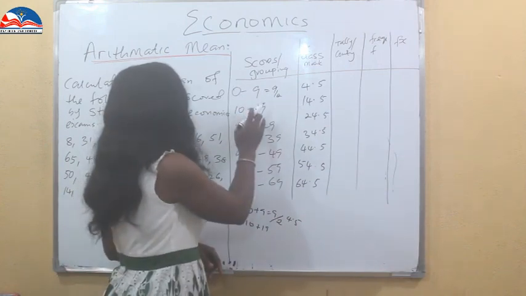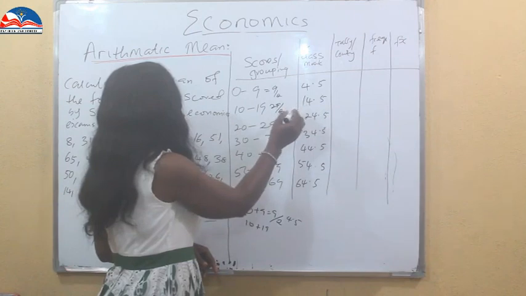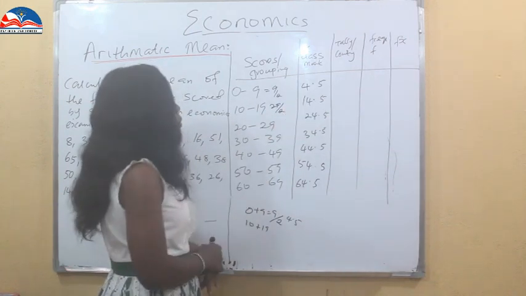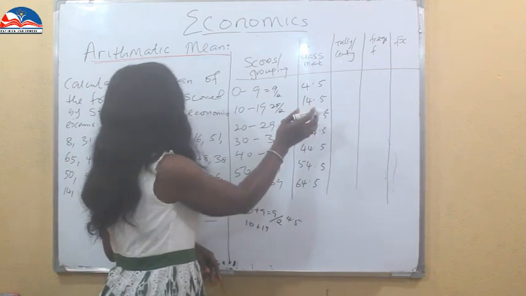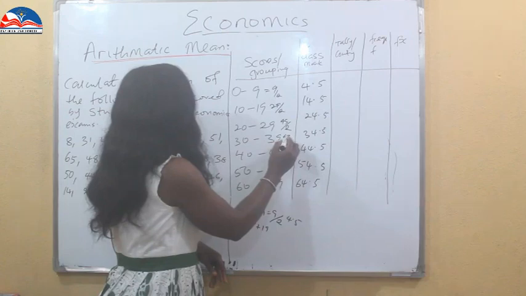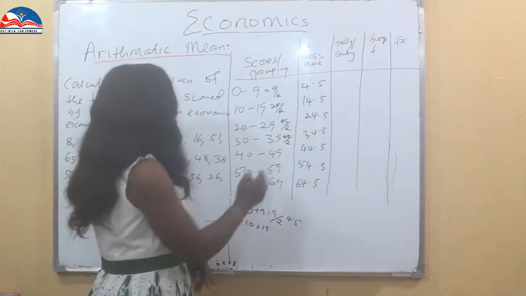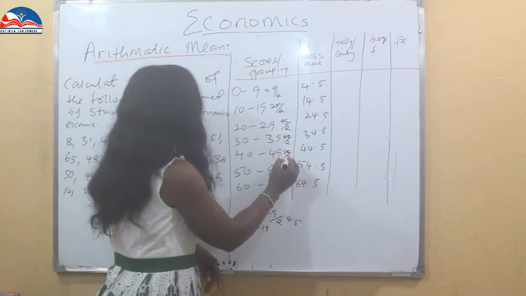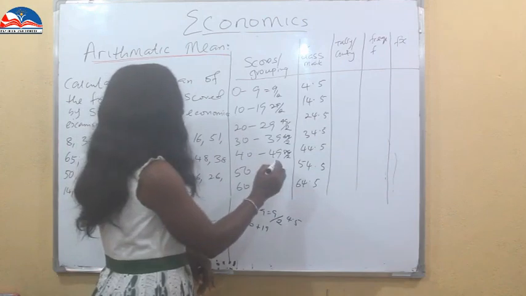If you have this is 29, divide by 2, you will have 14.5. This is 49. Divide by 2, you will have 24.5. This is 69. Divide by 2, you have 34.5. This is 89. Divide by 2, you have 44.5. This is 90.